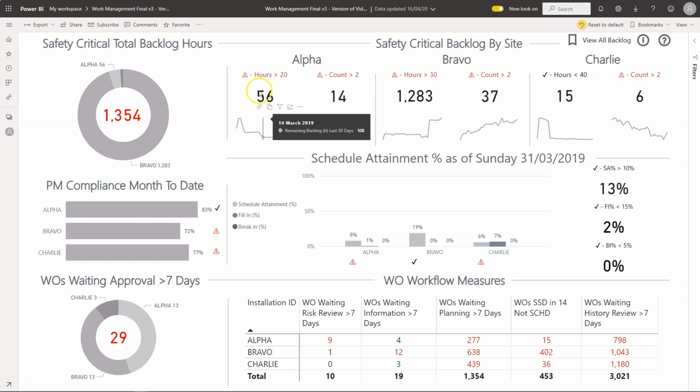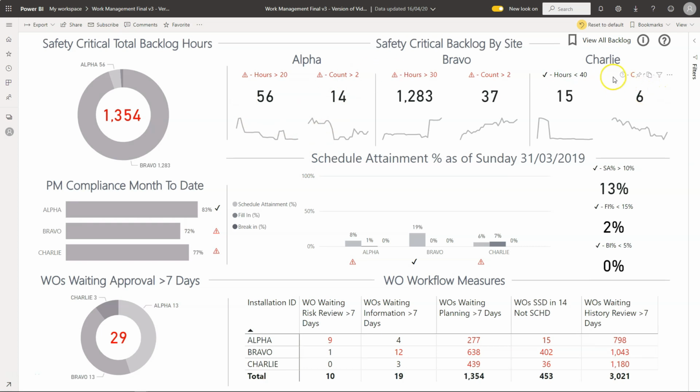The other feature is that it's actually telling us why it's red. Look, the hours are greater than 20, and that's why it's red. We've got a target there of 20. The count is greater than 2, and that's why it's red. The hours are less than 40, so we can see at a glance how close we are to the target, and if we've exceeded the target, like this one here, we've spectacularly busted it. And then we can see here that we're on target, and well within our target. Now, the target is 0, but I've just put some numbers in here so we can see this conditional formatting in action.